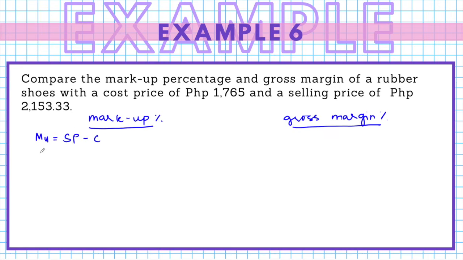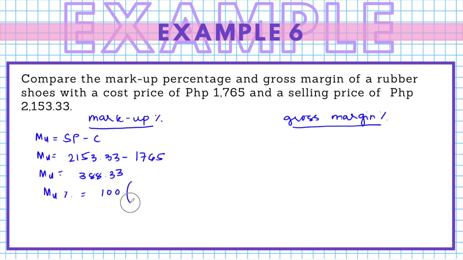And to determine that, let us substitute our values. We have the markup is equal to 2,153.33 minus 1,765. Now that we have our markup, which is equal to 388.33, let us use the markup percentage formula, which is the markup percentage is equal to 100 times the markup amount over our cost.